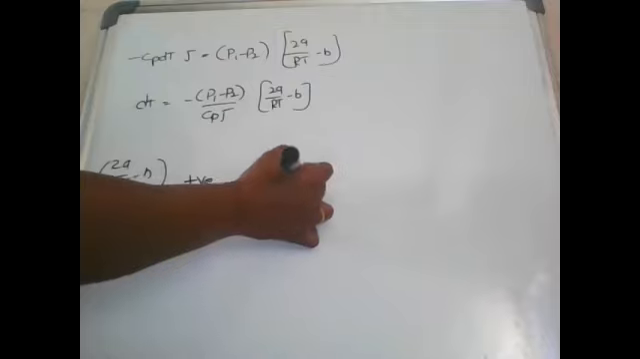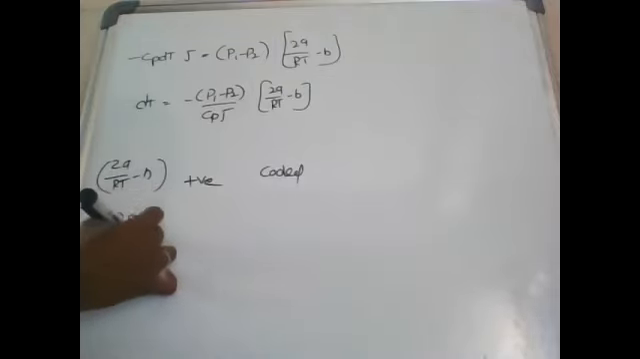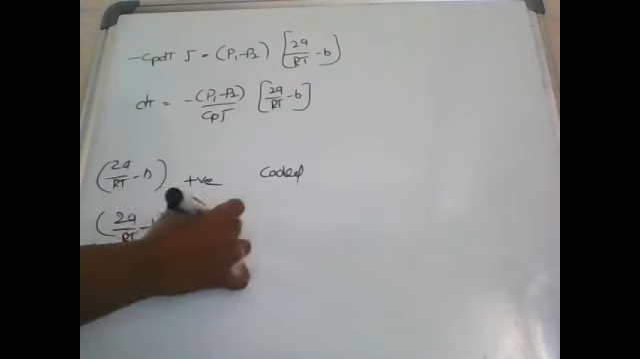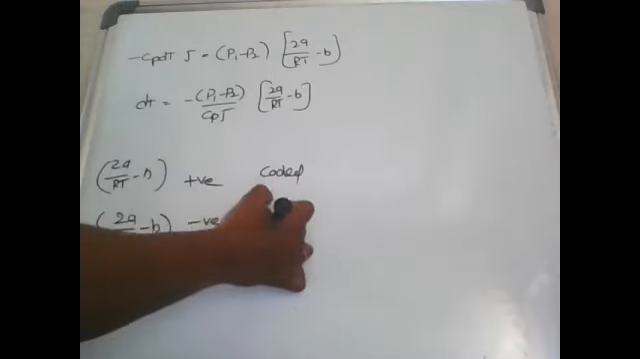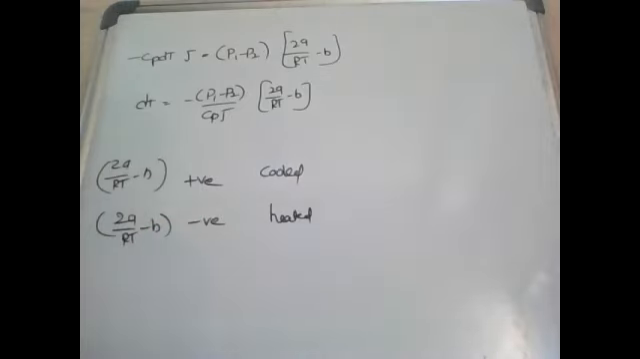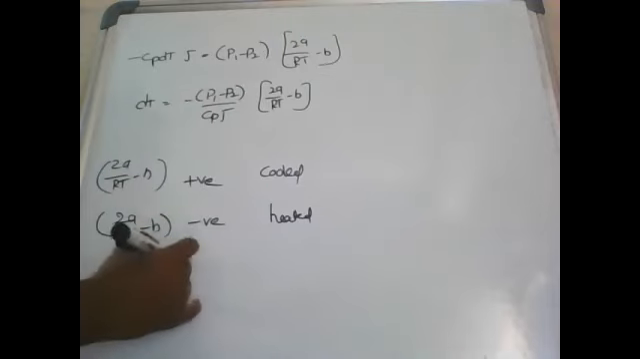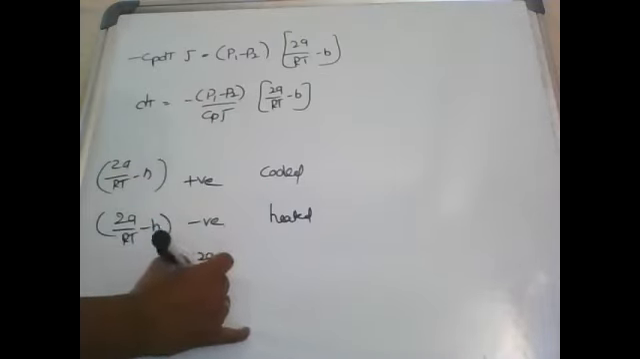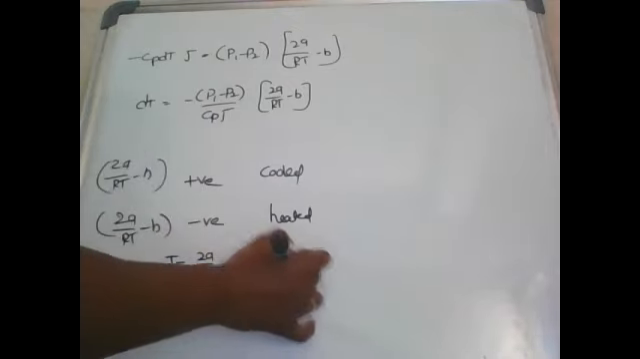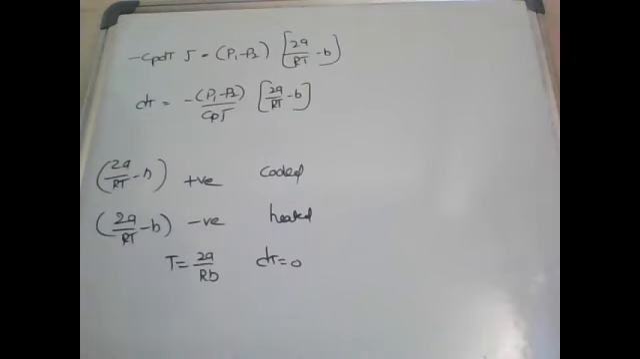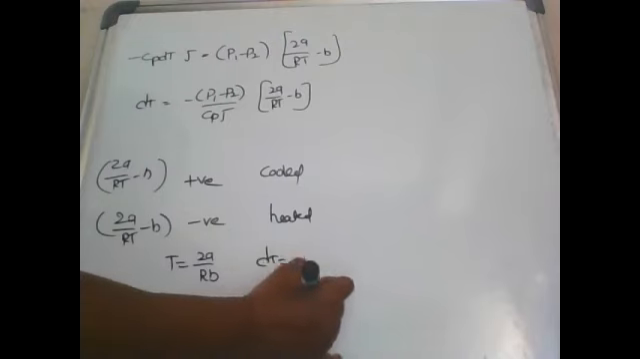If 2A by RT minus B is negative, then the gas will be heated. So if T equals 2A by RB, then dT equals 0. In this situation, the temperature of the gas will remain unchanged. Now this temperature T is known as the inversion temperature and is expressed as T suffix I equals 2A by RB.